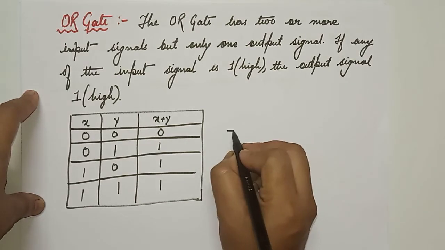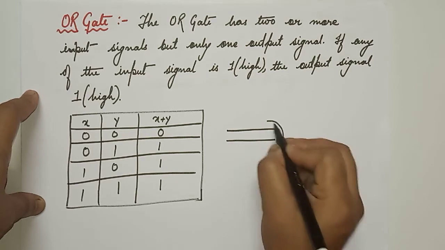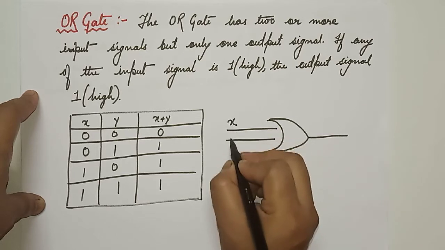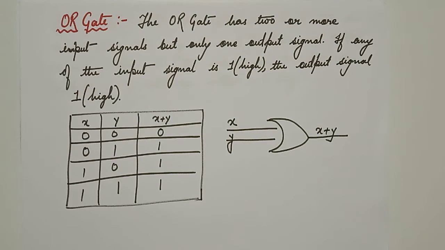The symbol of the OR gate is this. Now let us see the next, the AND gate.